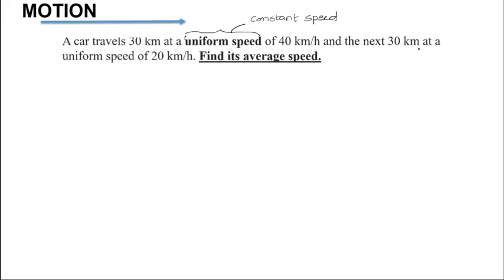And the next 30 km at a uniform speed of 20 km per hour. So let me again repeat, this 20 km per hour remains the same throughout the 30 km for every small time. Find average speed. Now this is the new term which we have come across. They have not asked find speed, find average speed. We shall recall the concept of speed here.